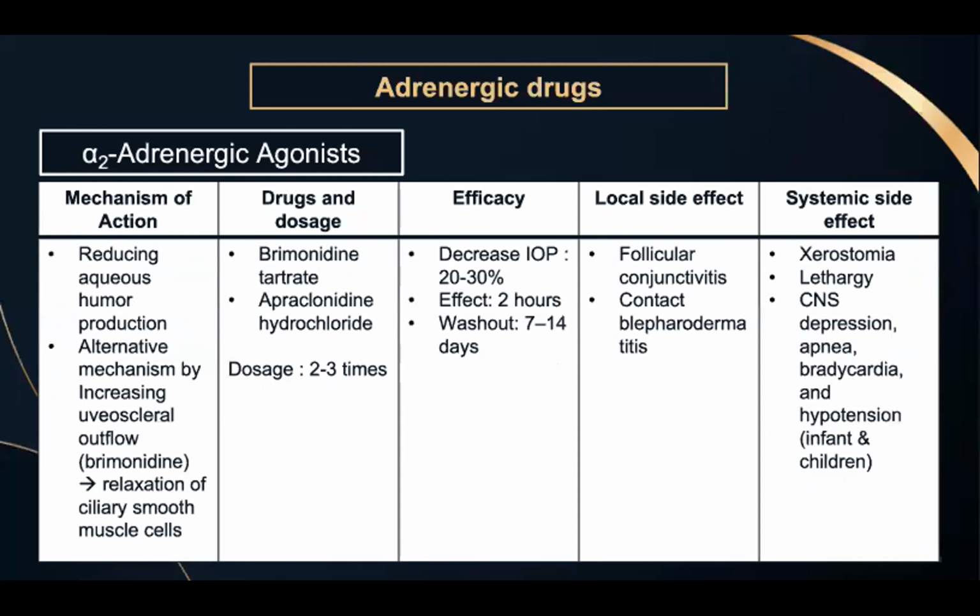Alpha-2 adrenoceptors can be found on the ciliary epithelium, and they reduce the activity of adenylyl cyclase and the intracellular concentration of cyclic adenosine monophosphate, so they reduce aqueous humor production. Examples of these drugs are brimonidine tartrate and apraclonidine, with dosage 2 to 3 times daily, which can decrease the IOP from 20 to 30%. The local side effects are follicular conjunctivitis and contact blepharodermatitis. The local side effects are lower with brimonidine than with apraclonidine.